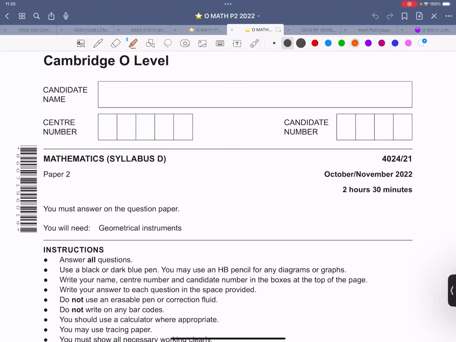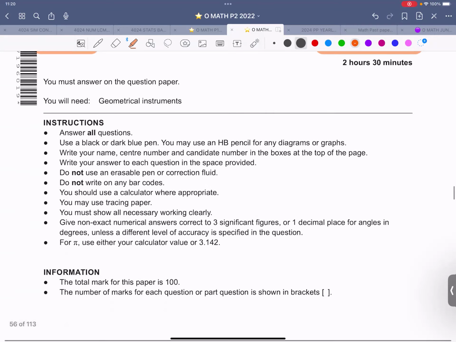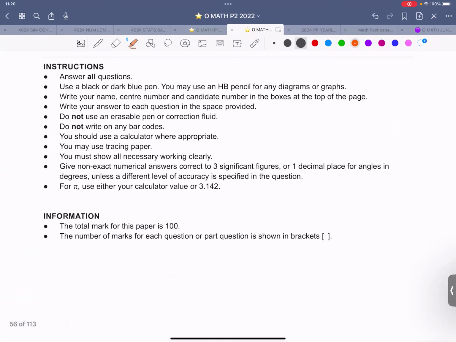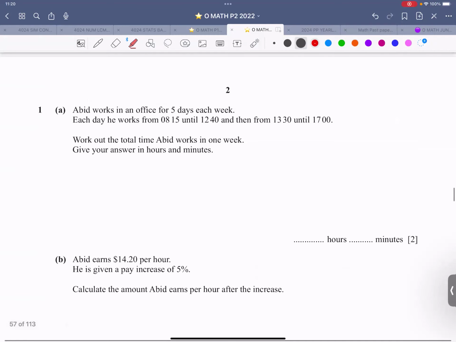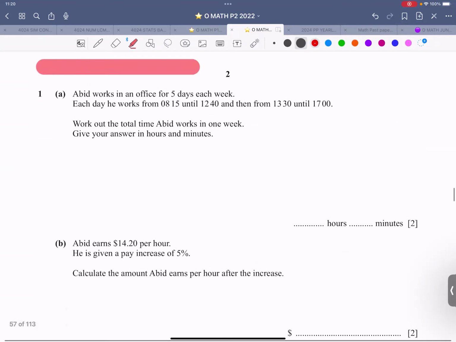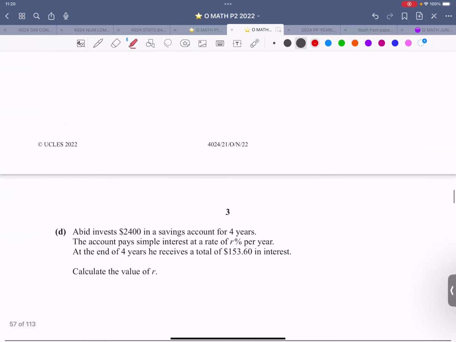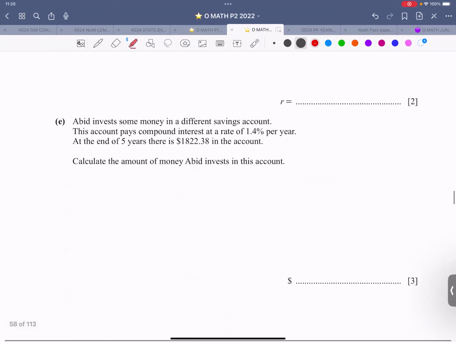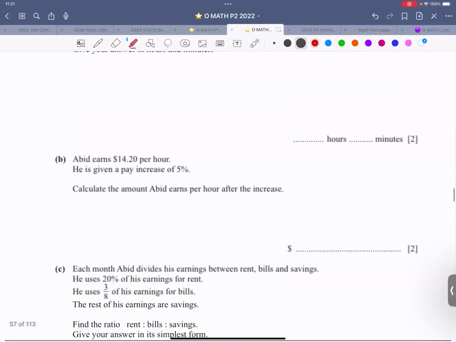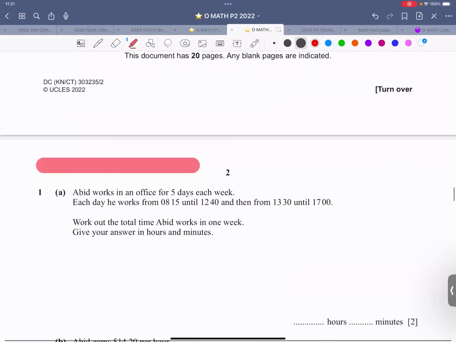Let's get started with this past paper, which is a Paper 2, October/November 2022, the first variant, which is 21. The instructions are the same as before. Let's look at the first question. It looks like a question of everyday maths and percentages, and then simple interest, and then compound interest. So let's get started with the first one.